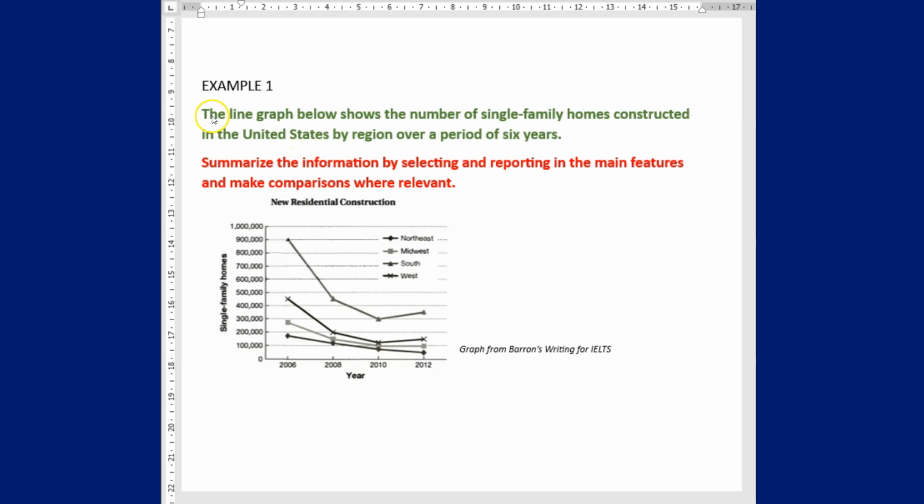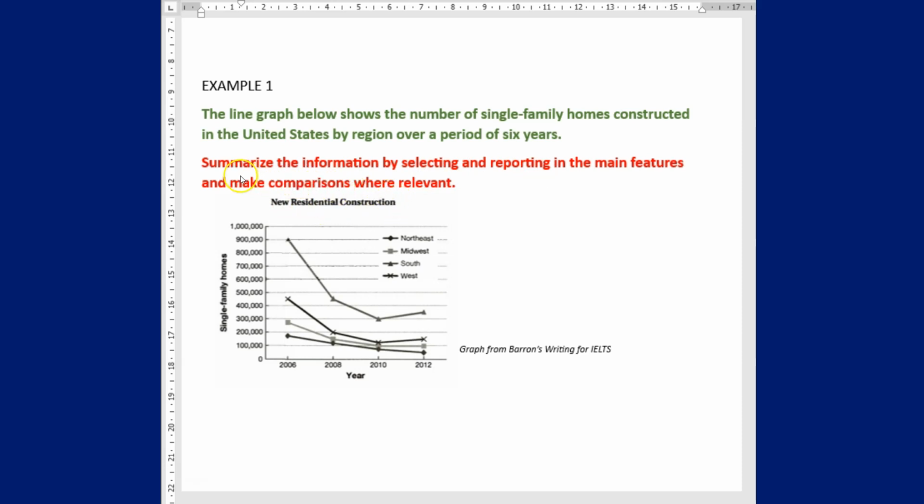The first line of the statement will describe what the graph is about. If you look at this, you can see this first part of the statement, which has been colored in green, is telling you what exactly the graph is about. The second line is directed to you, the writer. It contains the instruction which states what you are to do. If you check this graph, it tells us to summarize the information by selecting and reporting the main features and make comparisons where relevant.